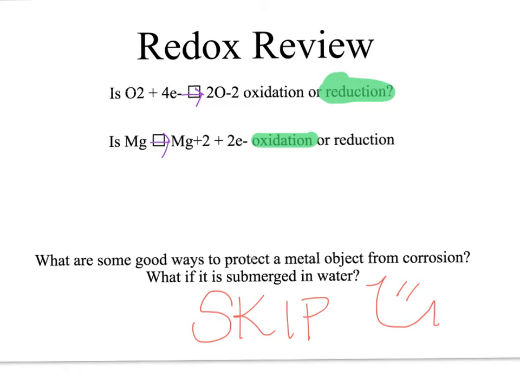On the next problem, you can skip it. Good ways to protect a metal object from corrosion. Of course, there's electroplating, painting it, placing a metal that would be more easily oxidized in contact with it, but we're not going to need to know that for the test, so you can just skip that.